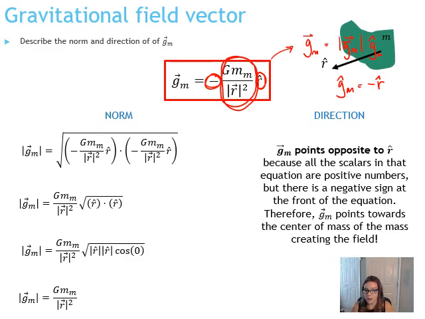So all of these gravitational field vectors actually point towards the particle that created the field, because r hat points away from that particle to the location in space, and so negative r hat points right back towards the particle that created the field. So that's something kind of interesting about gravitational field vectors. They always point towards the particle that created them.